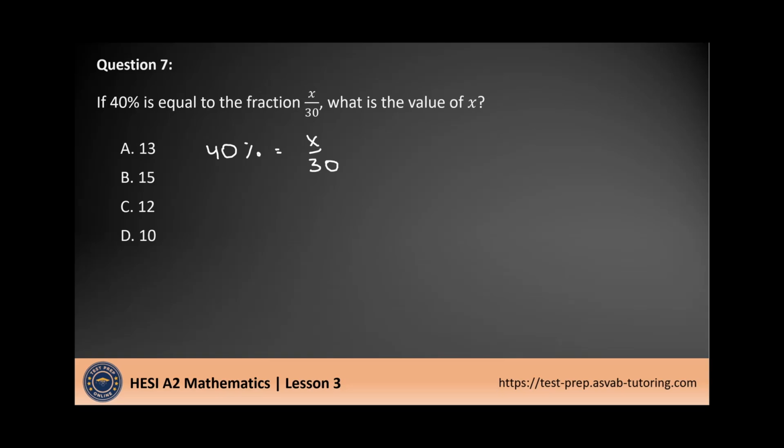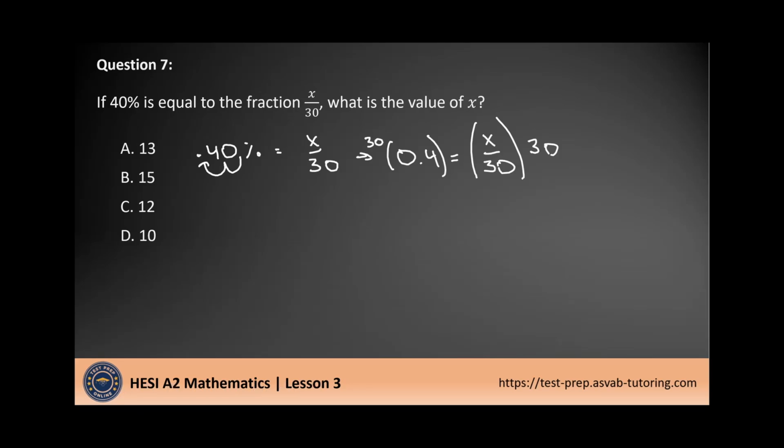So I'm going to turn this 40% into a decimal by moving this 2 places to the left. Okay, this becomes 0.4 equals x over 30. We have x divided by 30. We want x by itself, so we're going to need to get rid of that. And we're going to do that by multiplying by 30. So we're going to multiply both sides by 30.